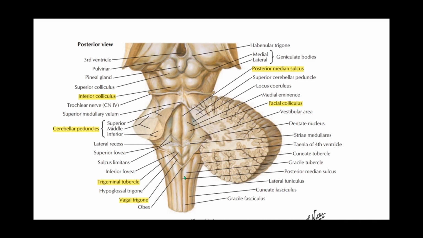Behind it again, we have the gracile tubercle, which is a tubercle because it's a ball, which you can see. And then beneath it, you have the gracile fasciculus. And then you have the cuneate tubercle and the cuneate fasciculus. These are posterior. So the nerve fibers that track posteriorly from the spinal cord upwards are usually the sensory ascending pathway tracts.